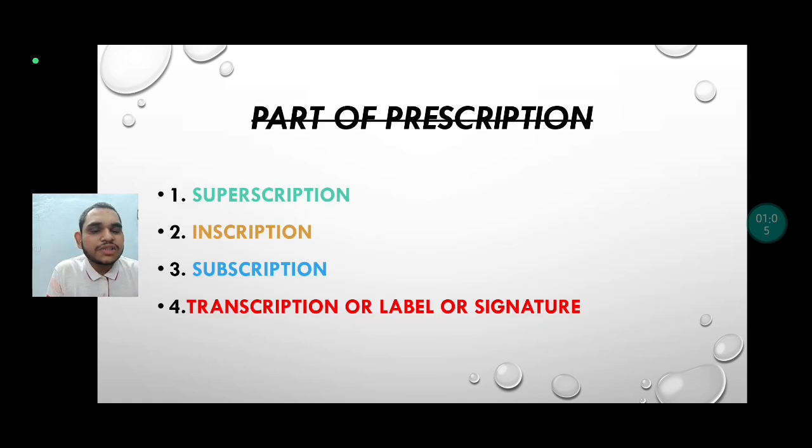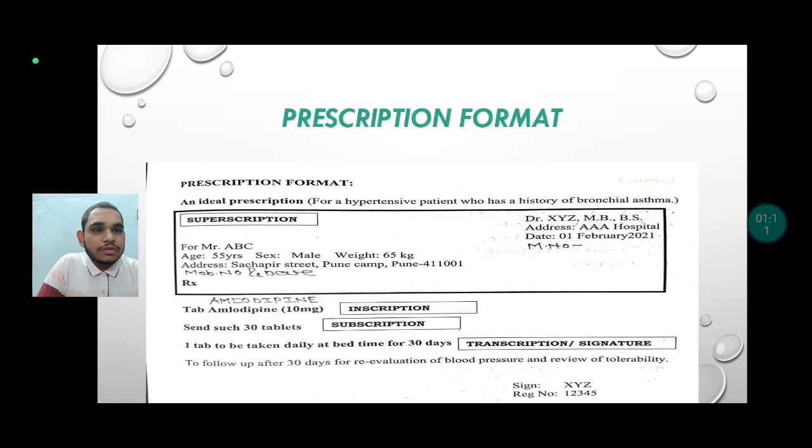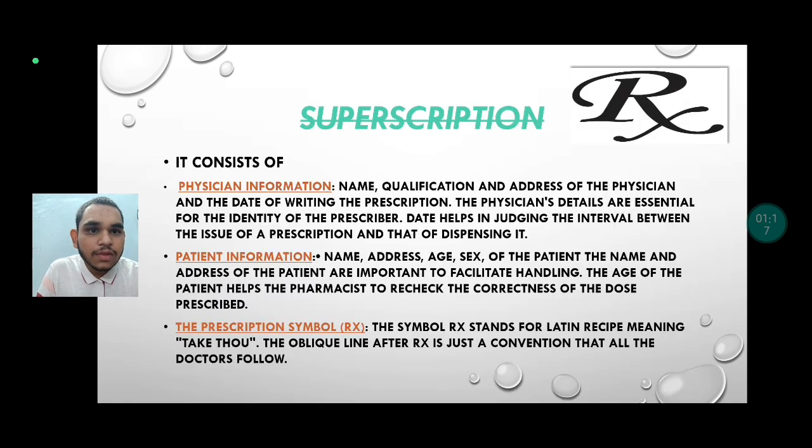Now the parts of a prescription: superscription, inscription, subscription, and transcription. Given is the prescription format. Now the superscription. Superscription consists of the physician information, patient information, and the prescription symbol.